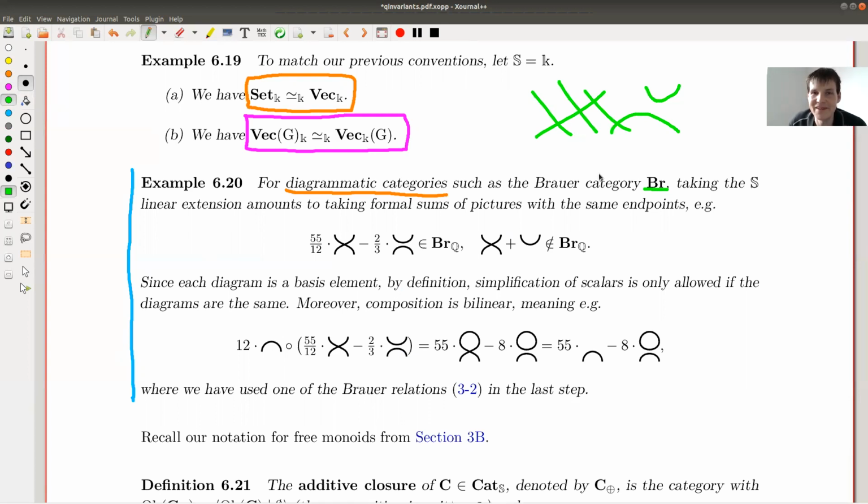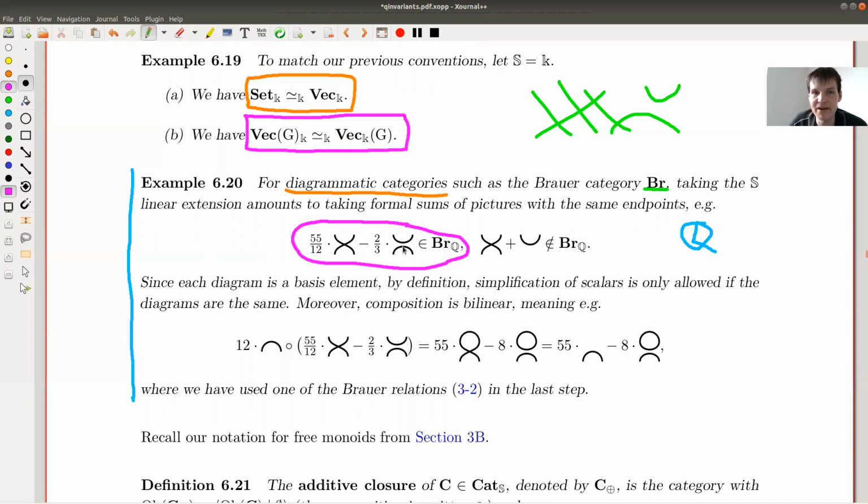And this just means now, let's say my scalars are from Q. Why not? It doesn't matter so much. So I can write, whatever, 2/3. Then the new morphisms in my Brauer category are just linear combinations of diagrams, like 55/12 times the crossing, minus 2/3 times the cupcake. These are my new morphisms in Brauer.